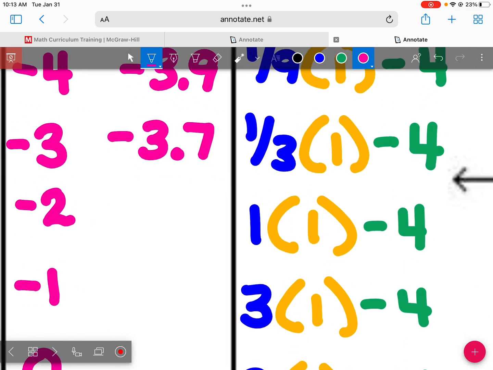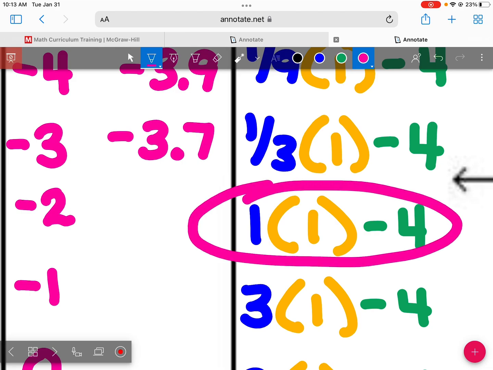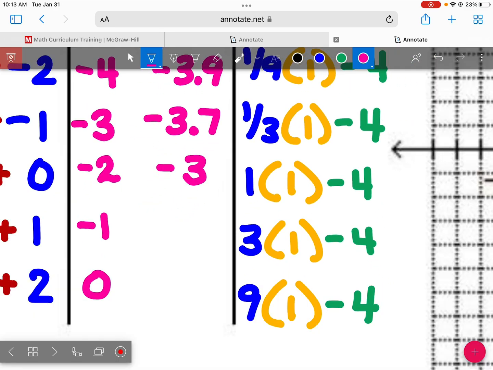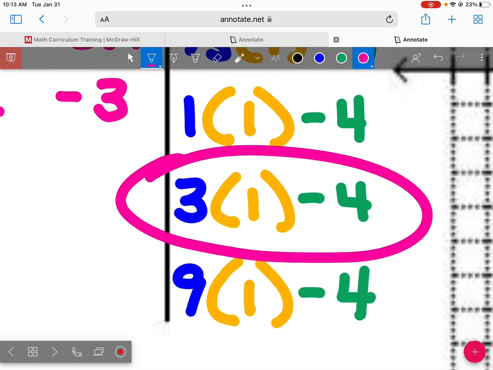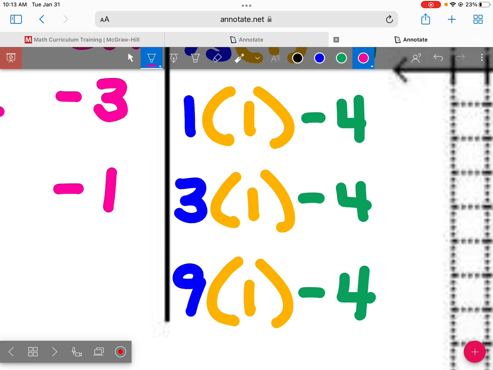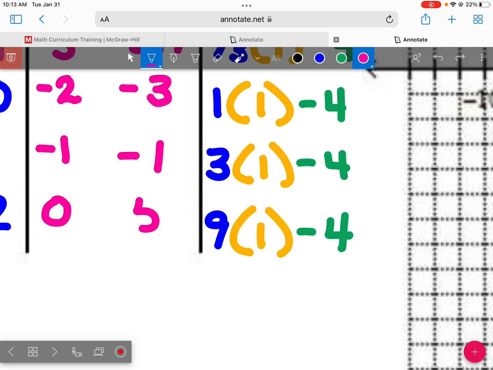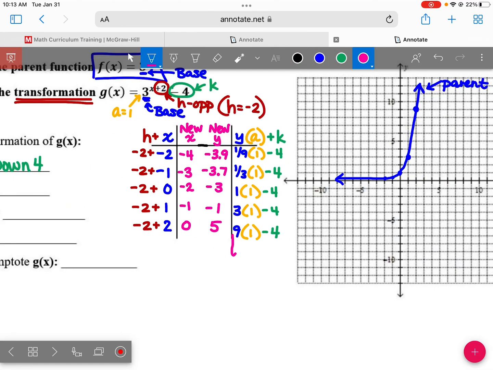This one you can do in your calculator, or if you want to do it in your head, you can. We're going to do 1 times 1 and then minus 4. 3, negative 3. Yep. And then this one down here, we're going to do 3 times 1 minus 4. Negative 1. And then at the bottom, 9 times 1 minus 4. Positive 5. These are the points that we are going to graph for our transformation.